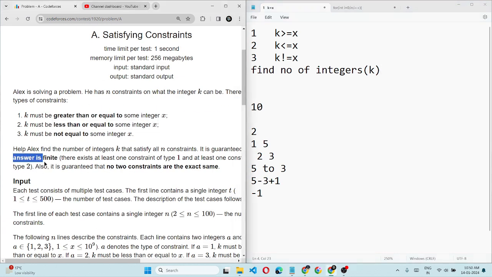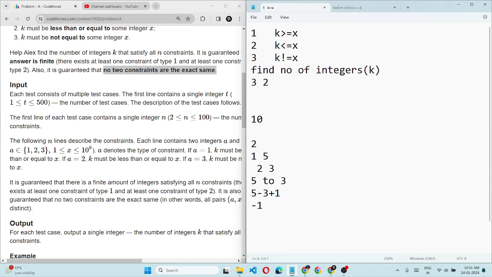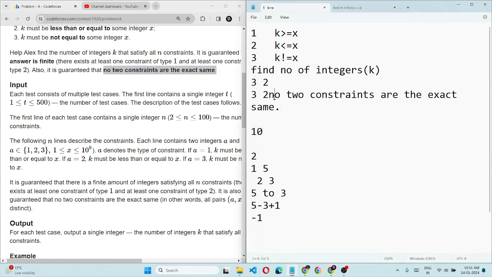The answer is finite, and there are no two constraints that are exactly the same, right? So in this question you can see that there would not be any duplicates. Why? Because something like 3 2 and 5 2, 3 2 will not be there, because no two constraints are exactly the same.